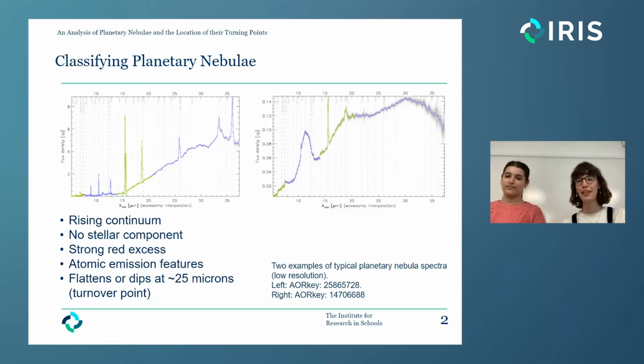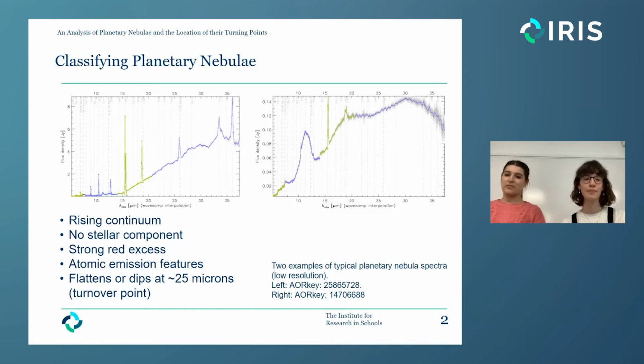For planetary nebulae in particular, we were looking for a rising continuum, no stellar component, so that's low on the left-hand side of the graph, strong red excess, so high on the right-hand side of the graph, atomic emission features, so these are the successive spikes that we see on the left-hand spectra, and a continuum that flattens or dips at roughly 25 microns. And we call this a turnover point, but these can vary between planetary nebulae, so we decided to research it further.